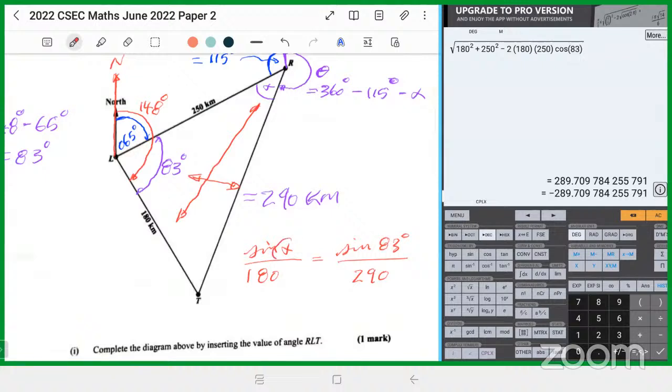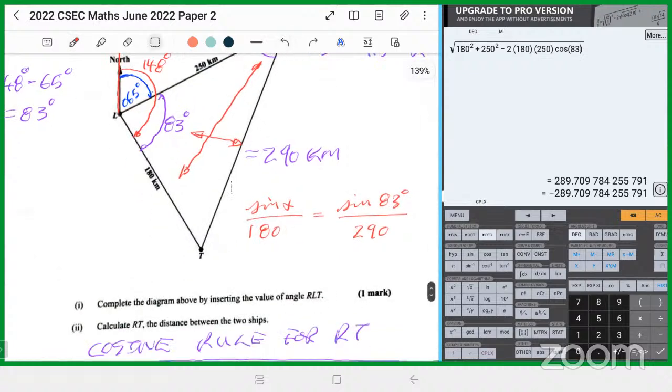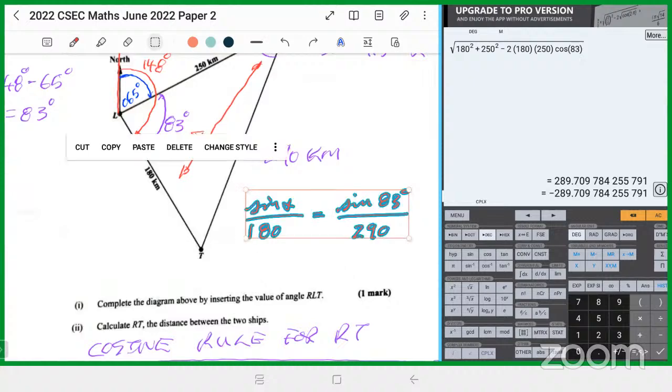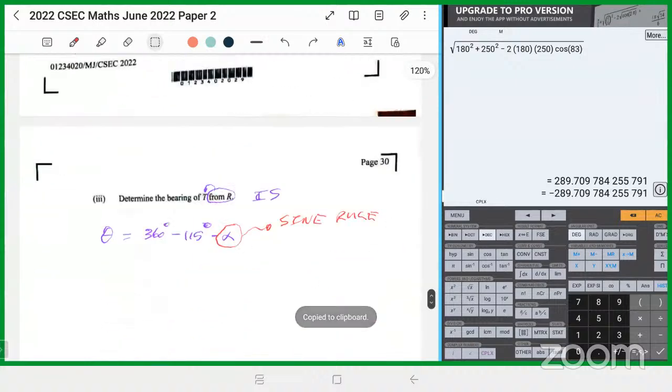And then to make alpha the subject, what we would do is multiply the 180 up here first. And after I multiply the 180 up there, we'll take the inverse sine. All right, let me go step by step and show you on the next page. So that's the sine rule. Sine will give us this, right? Copy this. I'm going to paste it down here.